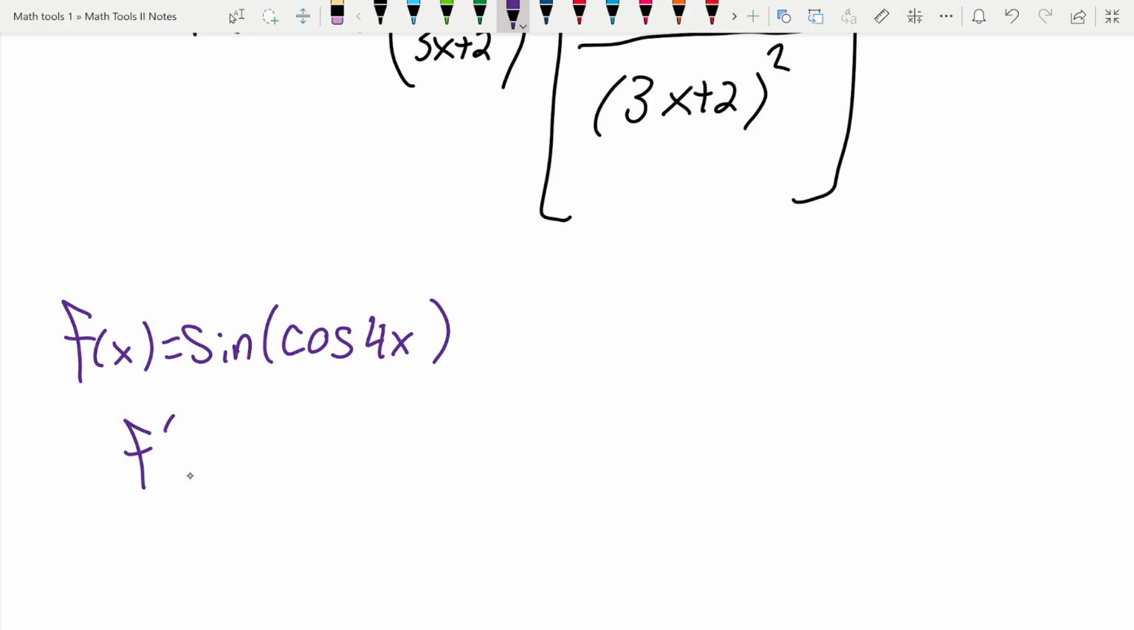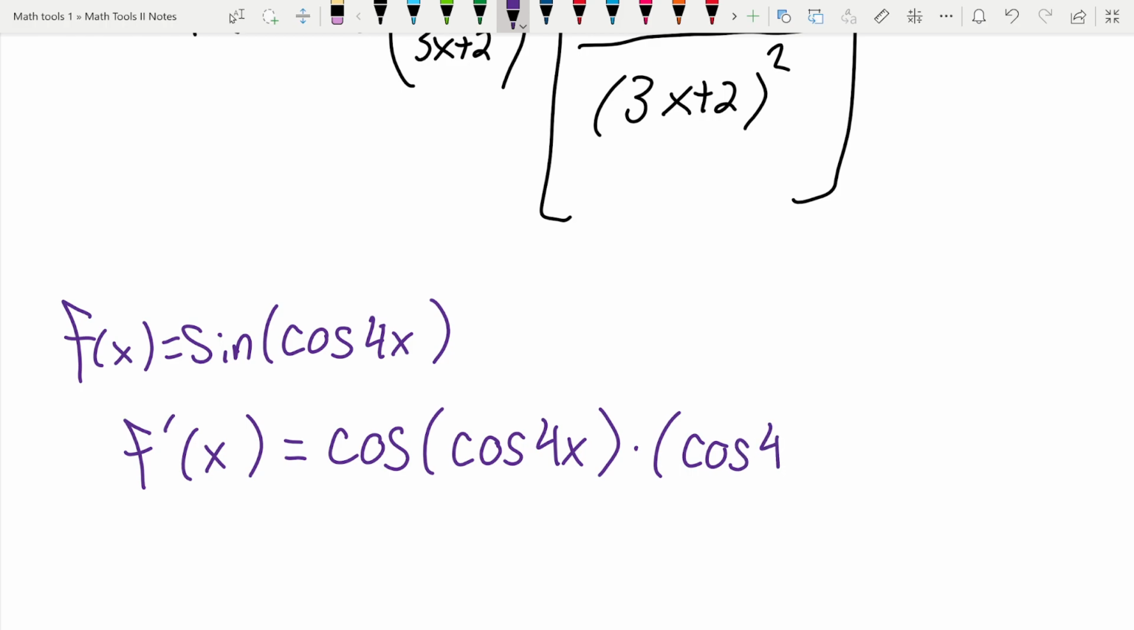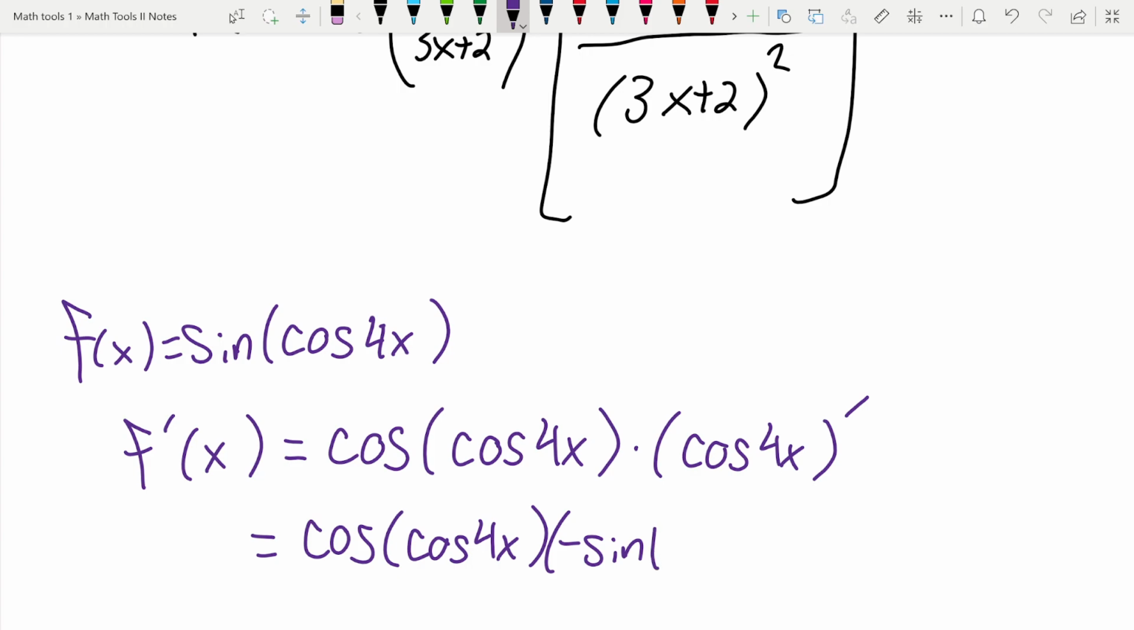So f prime of x here, we're going to take the derivative of the outside part, which is cosine of cosine 4x, and then we're multiplying it by the derivative of cosine of 4x. So this is cosine of cosine 4x times that derivative now, which is negative sine of 4x. And now we're multiplying that by the derivative of 4x, which is going to be 4.